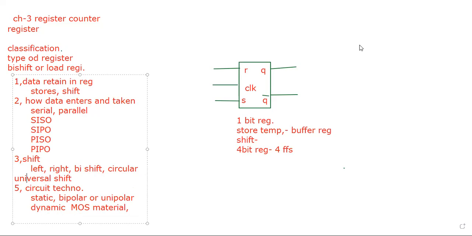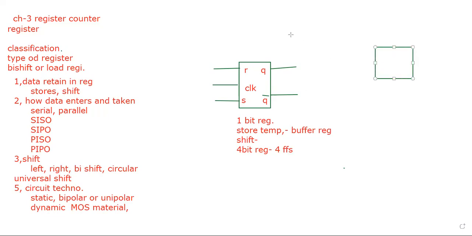Now the next question is, if it is asked for 3 marks, then you can write this in detail, but if it is a 4-mark question, then you should give one example of any of this. Say parallel in, parallel out. Suppose you have to just explain how data enters and goes out in a register. So SISO, PISO, PIPO. Okay, so in general you can write like this also.